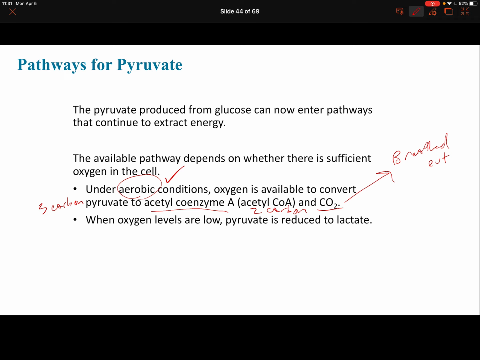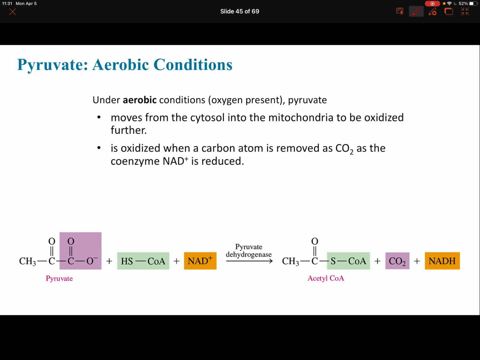So when oxygen levels are low, and we would consider that anaerobic, pyruvate has to be reduced to lactate. And so we're going to look at these. So in aerobic conditions, lots of oxygen present, we're going to convert pyruvate into acetyl-CoA, and this will then go into the mitochondria so that it can be oxidized further. The NADH will go to the citric acid cycle, which is also in the mitochondria.